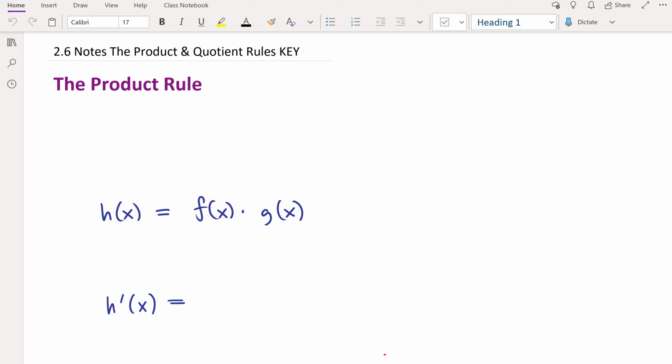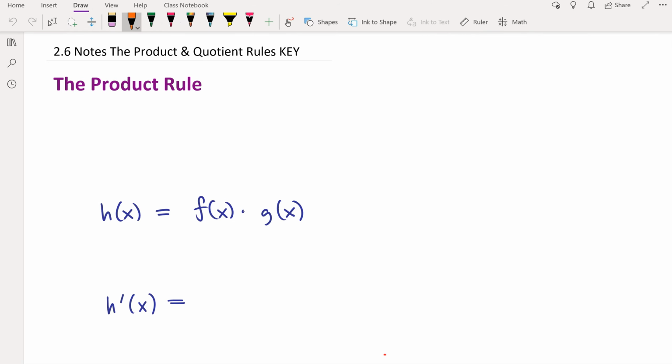All right, y'all, today we are going to learn two more rules. We're going to learn the product rule and the quotient rule. These are derivative rules. So first, the product rule. In your notes, please make sure you write this rule down, the product rule.